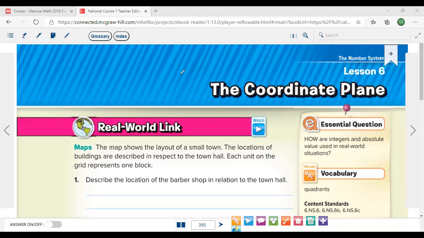Chapter number 5, lesson number 6, the coordinate plane. What is the coordinate plane and how can we deal with it? This is what we are going to learn in this lesson, inshallah.